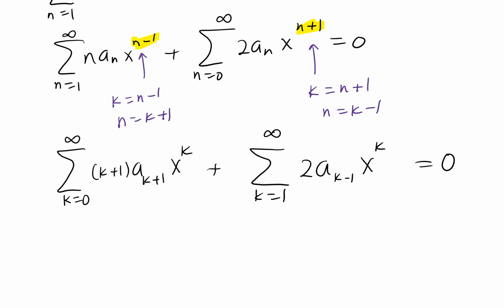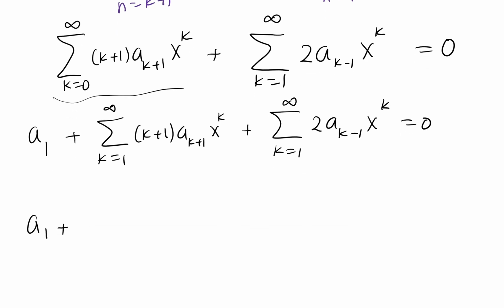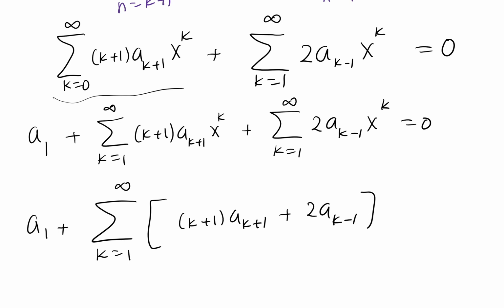Similar case to the previous example. We take k equals 0 first in this one. That will give us a sub 1, basically. A sub 1 plus the sum where k goes from 1 to infinity. Then keep a1 the same. Combine these. K plus 1, a sub k plus 1, plus 2 a sub k minus 1, x to the k. All that equals 0.